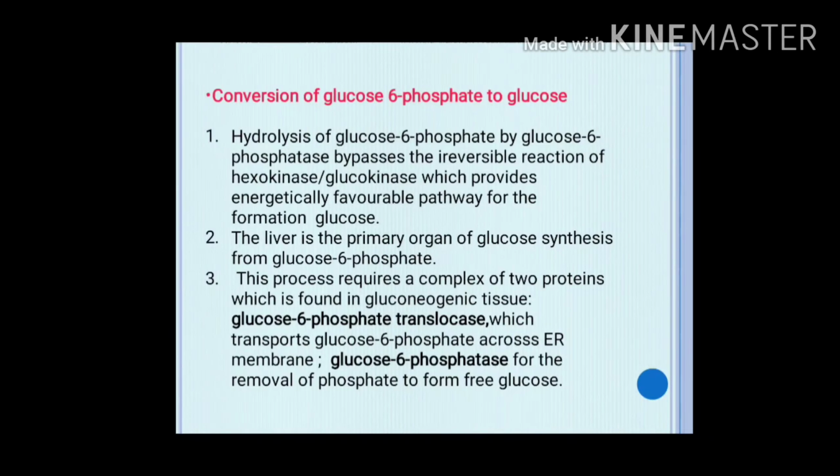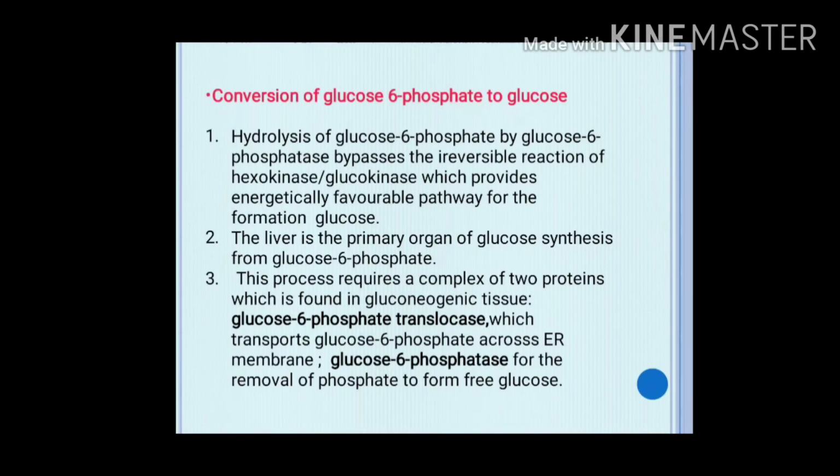The liver is the primary organ of glucose synthesis from glucose 6-phosphate. This process requires a complex of two proteins which are found in gluconeogenic tissue: glucose 6-phosphate translocase, which transports glucose 6-phosphate across the endoplasmic reticulum membrane, and glucose 6-phosphatase for the removal of phosphate from glucose 6-phosphate to form free glucose.